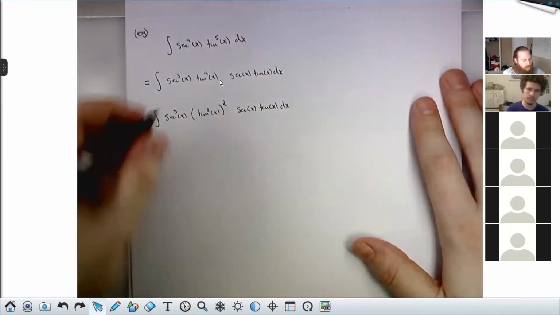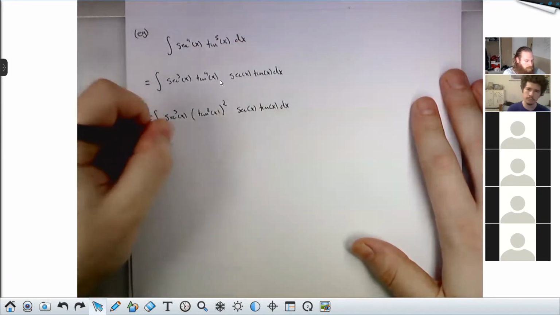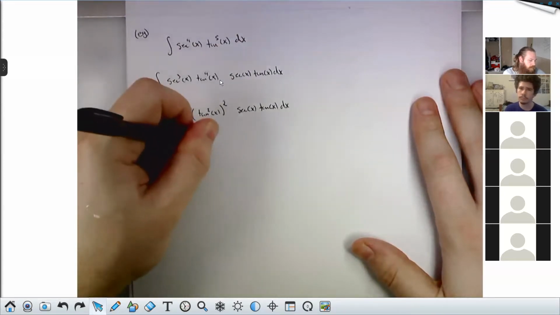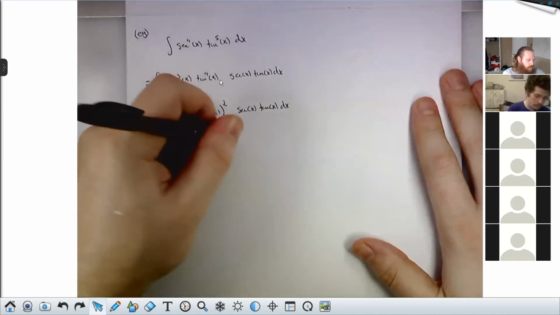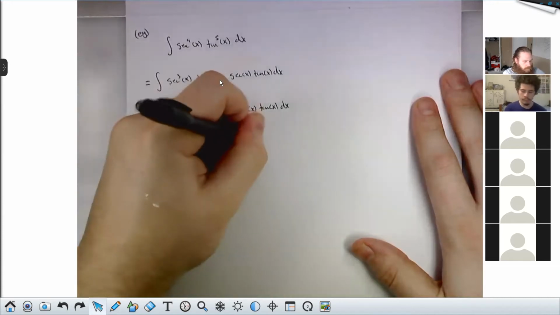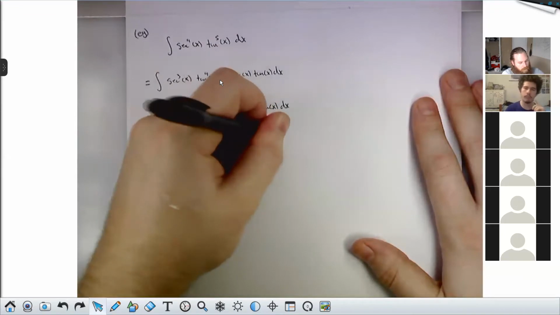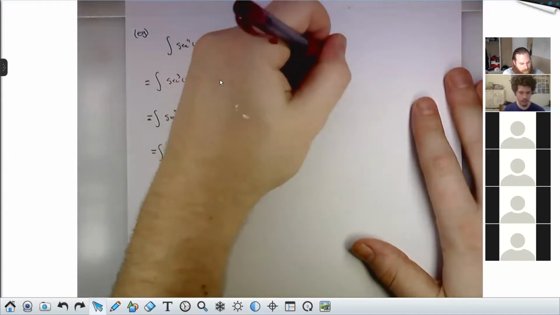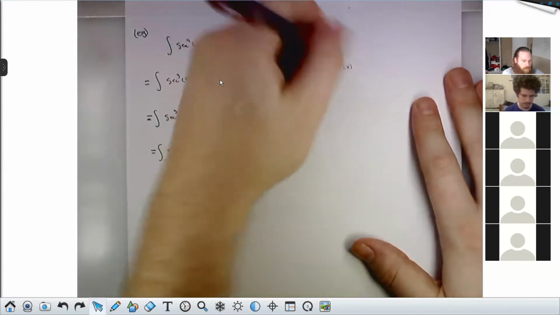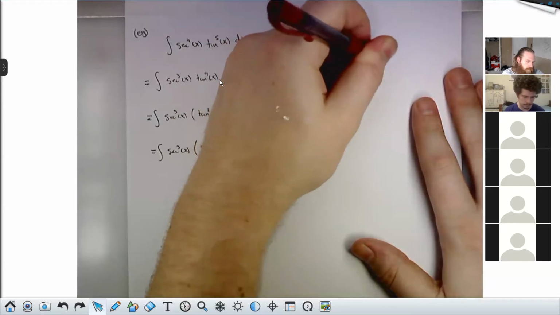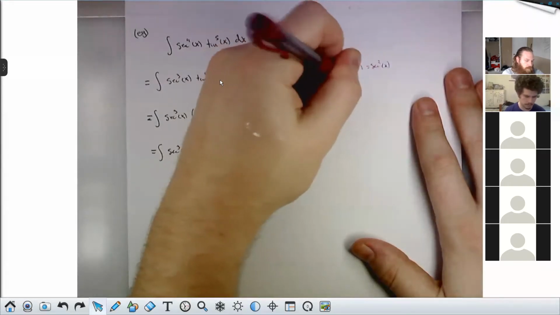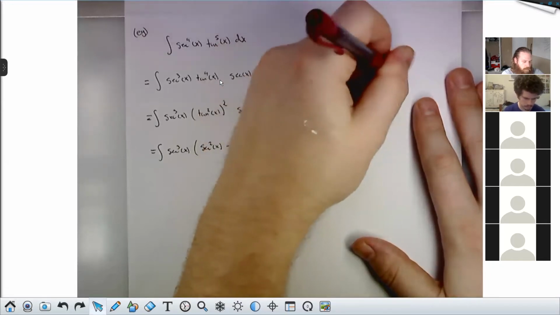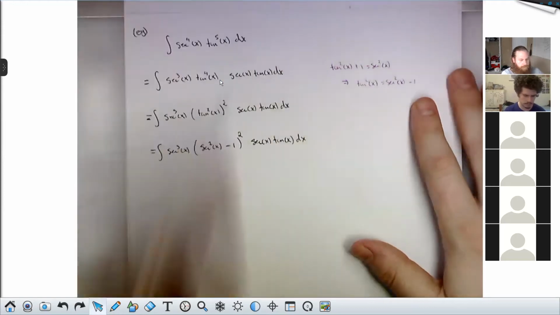And then tan squared is secant squared of x minus 1. And that's coming from the Pythagorean identity. Tan squared x plus 1 equals secant squared x. So if you subtract 1 from both sides, you get tan squared x equals secant squared x minus 1.